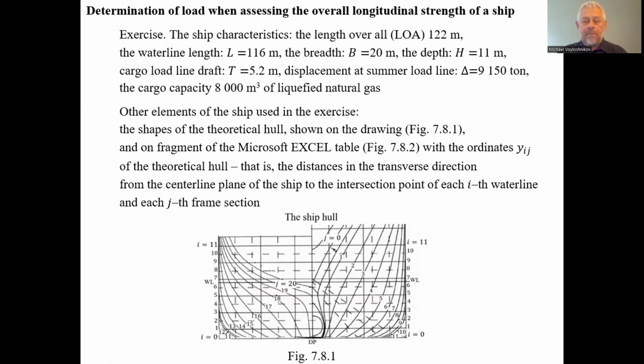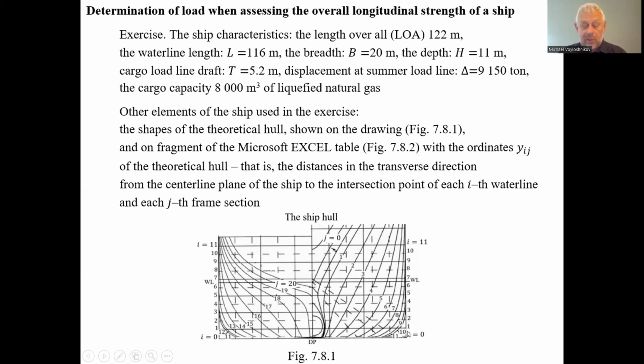Other elements of the ship used in the exercise. We have to know the shapes of the theoretical hull shown in the drawing in figure 7.8.1. This is the figure showing the shape of the ship hull. These are transverse sections. This is the port side of the ship, watching towards the ship bow. This is the port side watching towards the ship aft. The ship is of symmetric shape related to the diametric plane, so we only have to consider one half of the ship hull shape. We have the numbers as well.